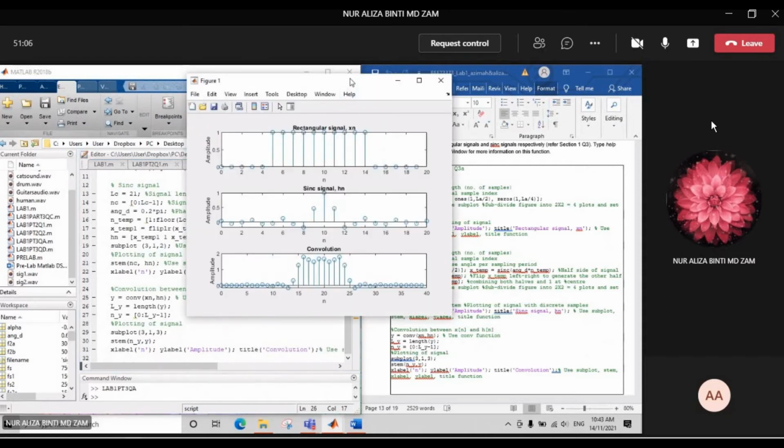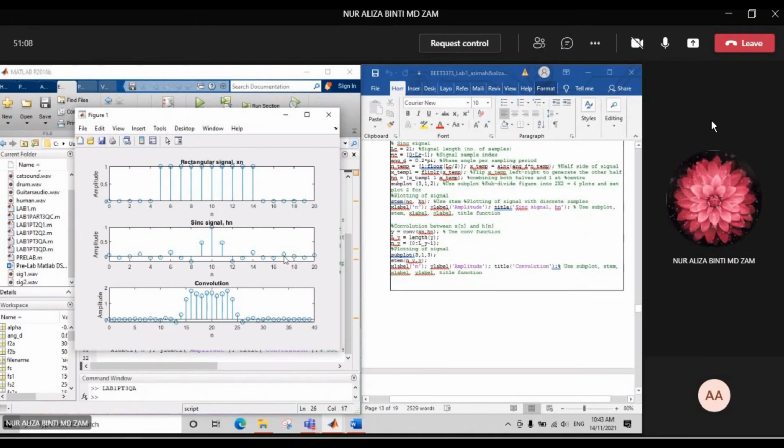As you can see here, this is the result from this coding. The first one is the rectangular signal Xn, and the second one is the sinc signal Hn, and the last graph is for the convolution between the sinc signal and the rectangular signal. The y label is amplitude and the x label is n.